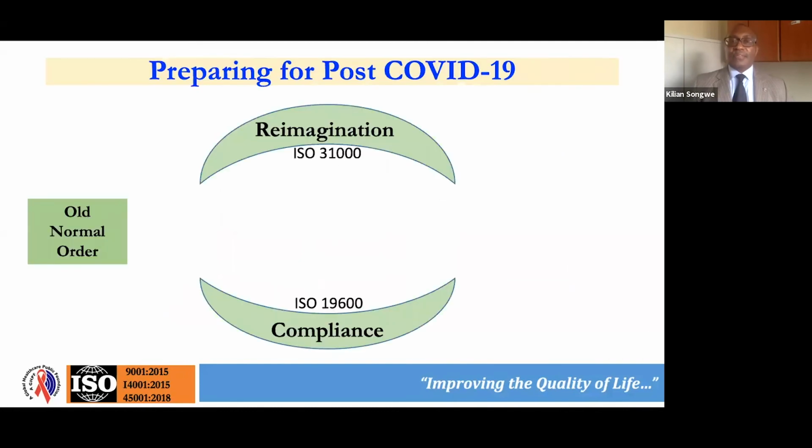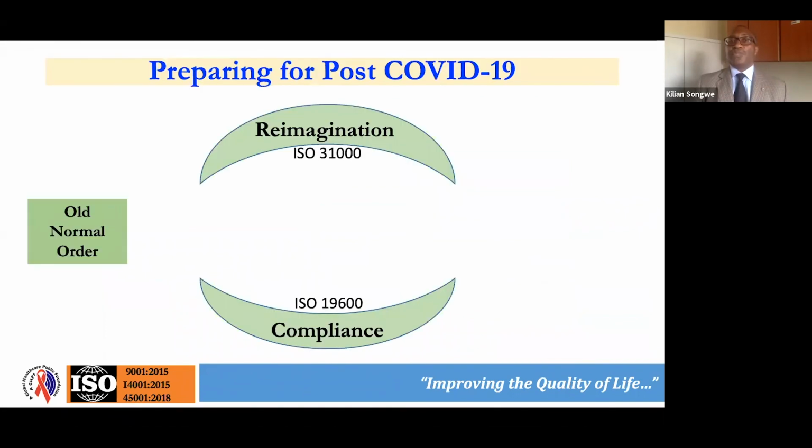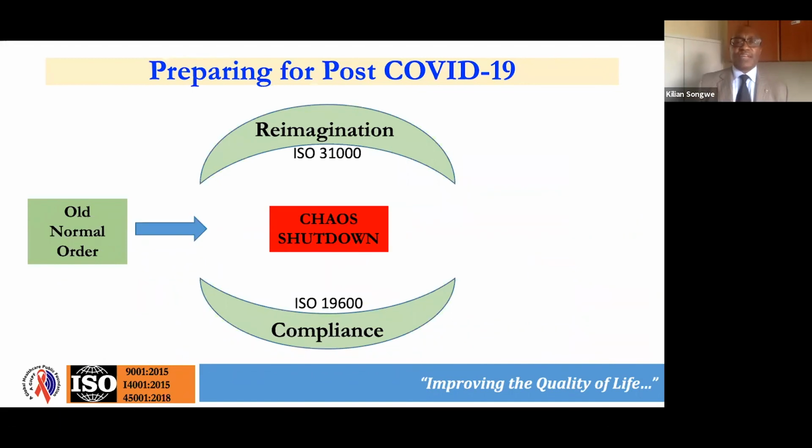And in this slide, I use the pandemic again because we still have COVID around with us. We came with a pandemic and then we went into a shutdown, and there has been a huge impact from the shutdown. Again, we need to identify the risks in our different places, analyze those risks, look at the evaluations, and then determine whether it is an acceptable risk or a risk we can avoid, or if it's not acceptable, then we have to have a response to that risk. This is what a lot of businesses have had to go through.